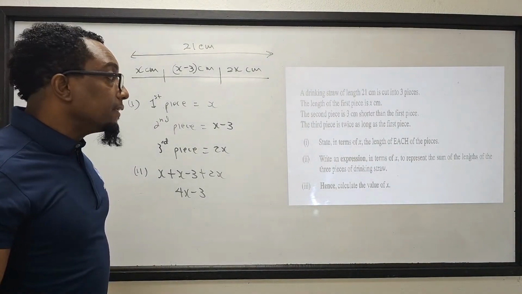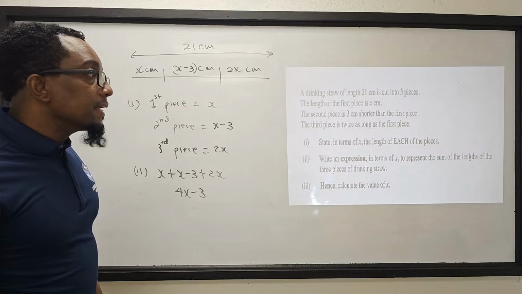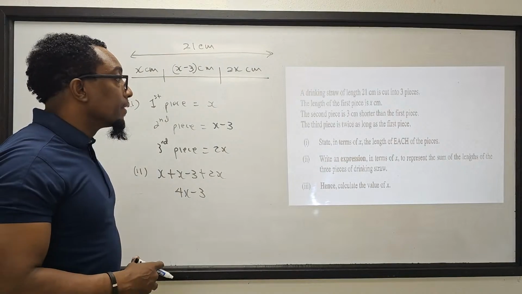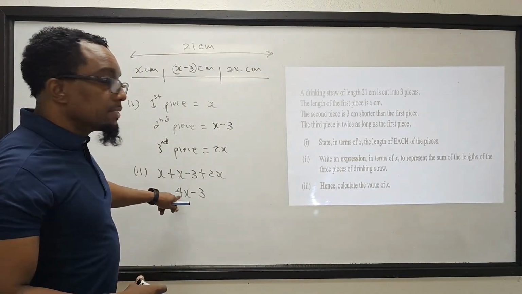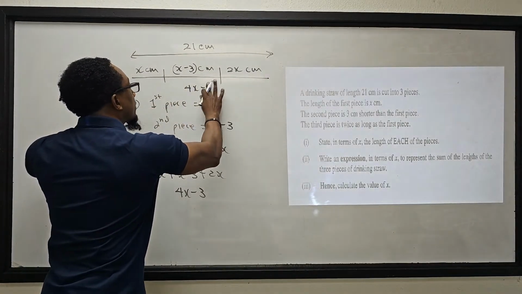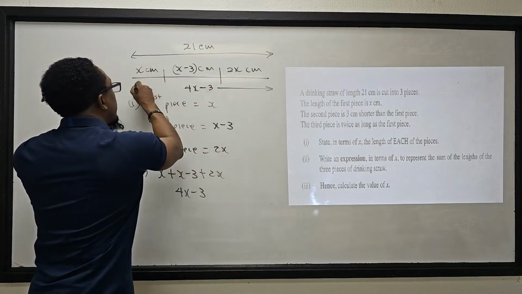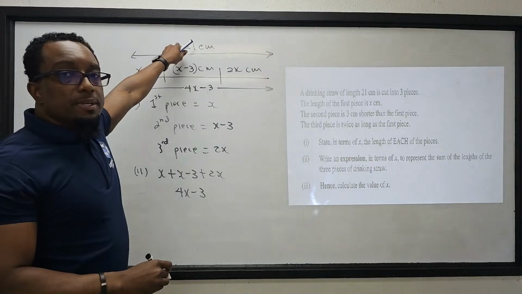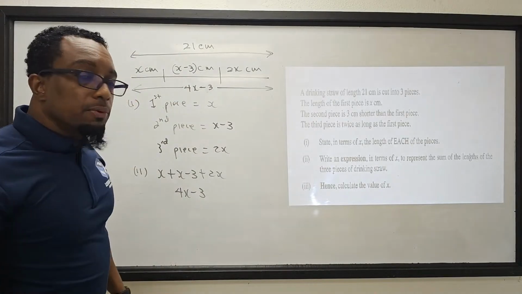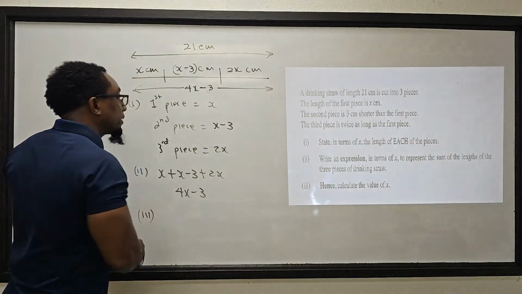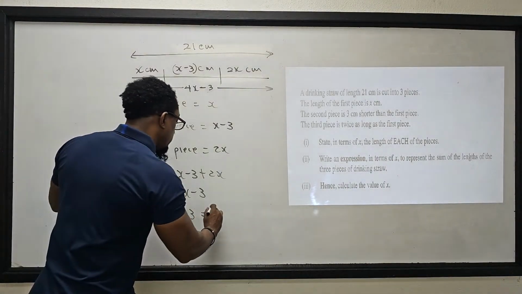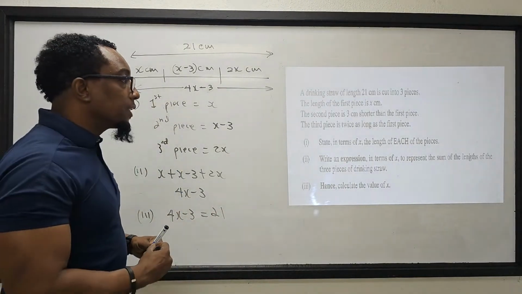Then part 3, hence calculate the value of x. In mathematics, anytime you have to solve for an unknown quantity, you have to create an equation. So we're going to create an equation here. If this is the length of the straw as an expression in terms of x, it's the same as the length of the straw as a number, 21. These two are equal. So for part 3, you can create an equation by writing 4x subtract 3 is equal to 21. And you can solve that equation now to find x.